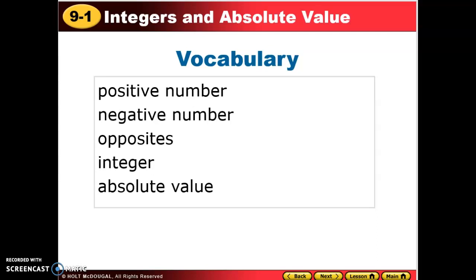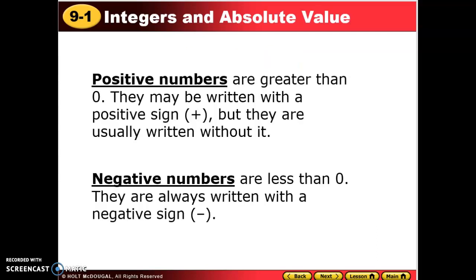Let me just go over the vocabulary. Just like we would in class, we'd be actually cutting them out and gluing them into your notebook, but now you can just look at them online. Okay, a positive number. Positive numbers are greater than 0. They may be written with a positive sign, but they're usually written without.